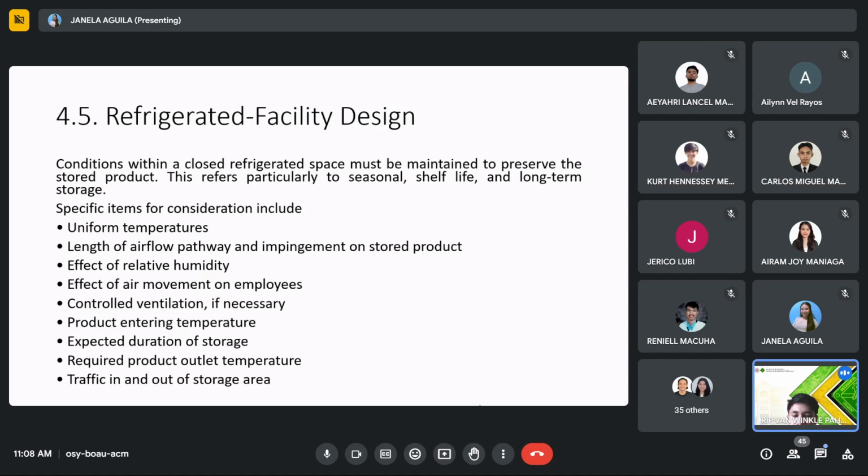Expected duration of storage: designing the facility to accommodate the longest expected storage time for the products being stored. Required product outlet temperature: ensuring that the refrigeration system can maintain the desired outlet temperature for the products being stored. And last is traffic in and out of storage area: designing the facility to minimize traffic and prevent damage to products or the refrigeration system. These considerations are essential for maintaining the quality and safety of stored products as well as for ensuring the efficiency and effectiveness of the refrigeration system.